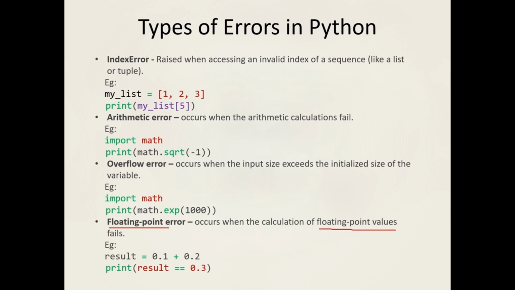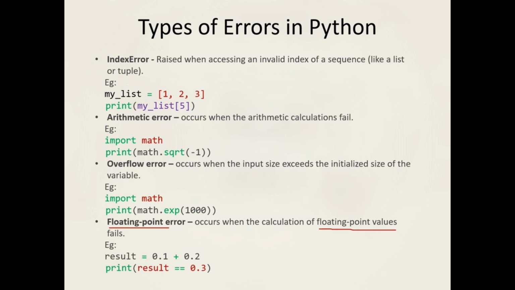Generally, floating point numbers are stored in a binary format. Some decimal numbers like 0.1 and 0.2 cannot be represented exactly in binary. Instead, they are stored as approximations.